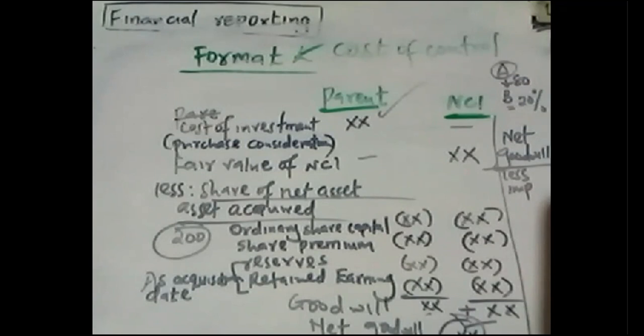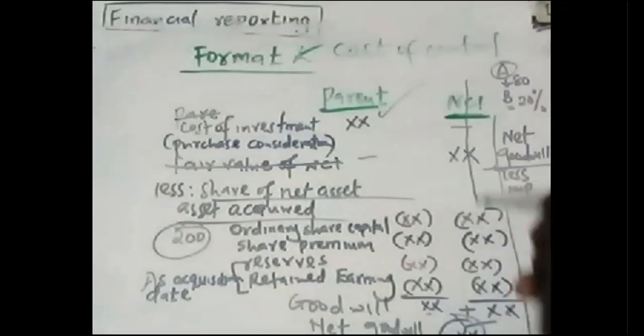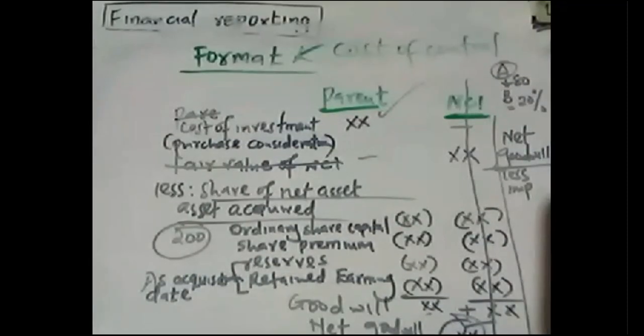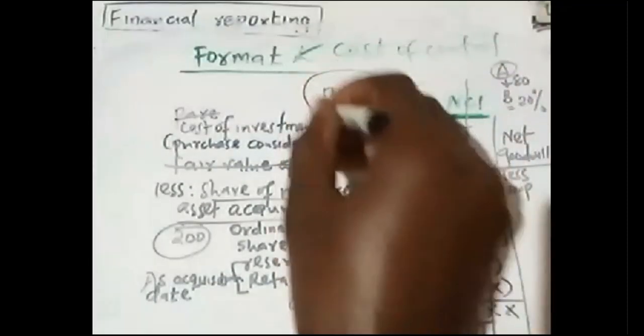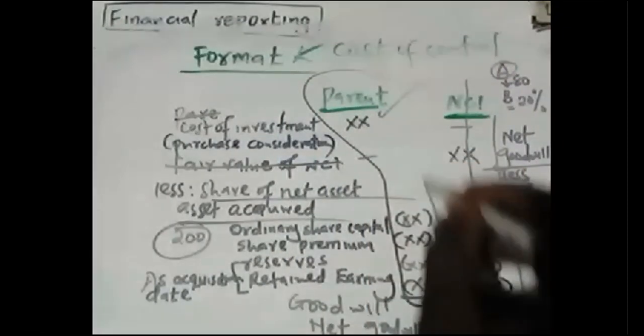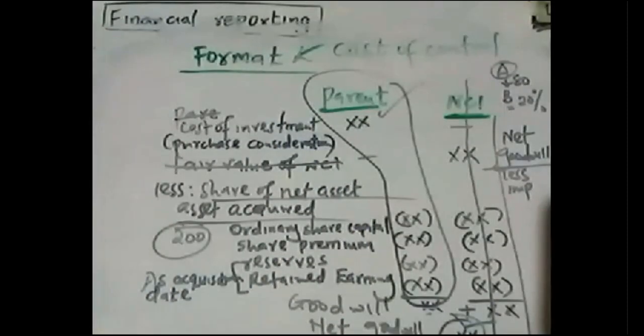What about if it was partial? If it was partial, you can't find this. The fair value of NCI will not be there, which means that this column will not be there. So you will be dealing only with the parent. And that is what you need to know under goodwill. Any question?